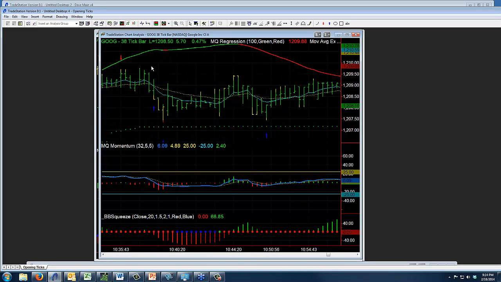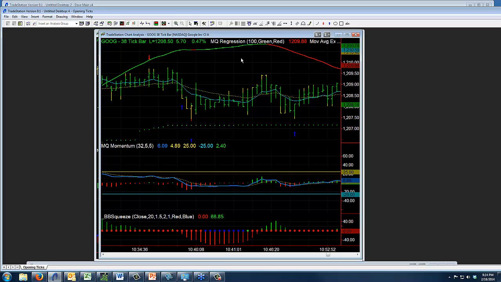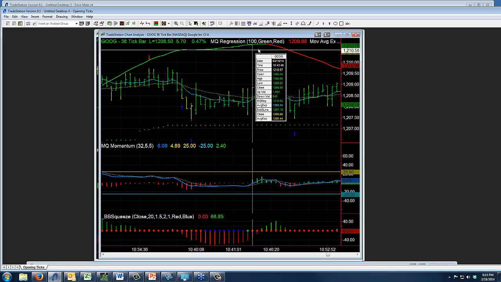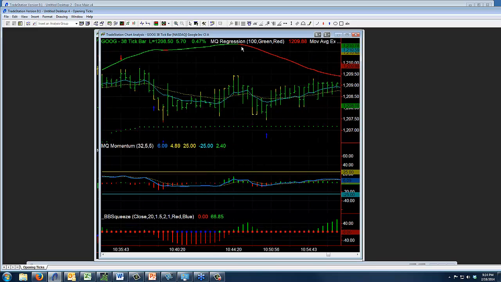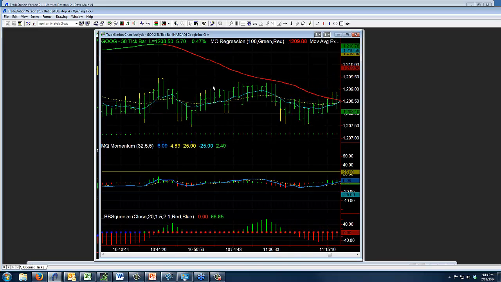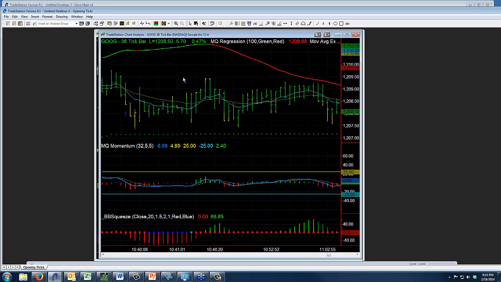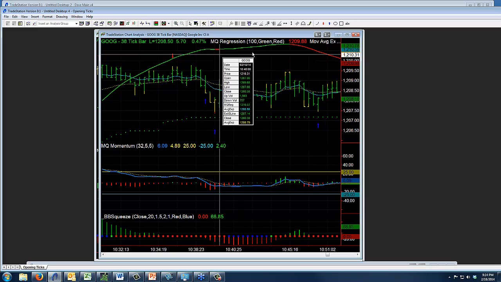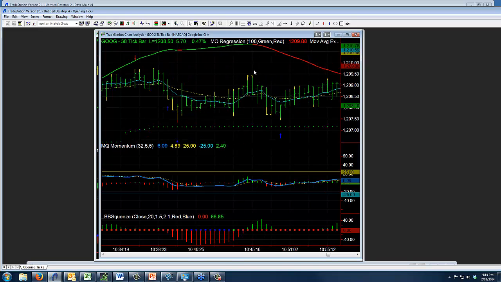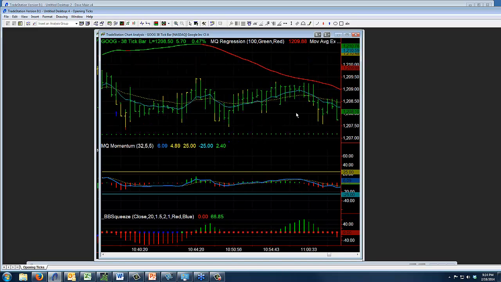But you always have to understand MQ regression runs at a lagging position, so sometimes you could have the stock starting to fall and this is still reading green. So I really don't follow trend following. I read and watch momentum. And if we get into a position where we start to go flat, that may be the opportunity to try to get short. Usually when we have strong moves, you'll get a divergence before a change in trend. You'll almost always do that.